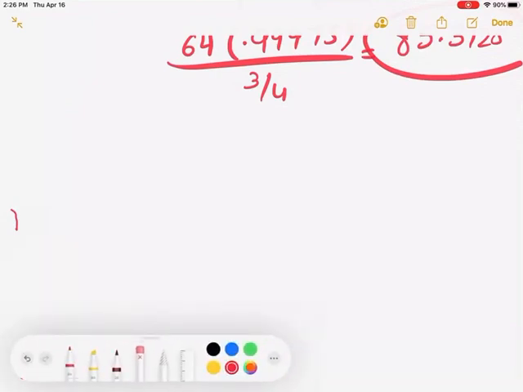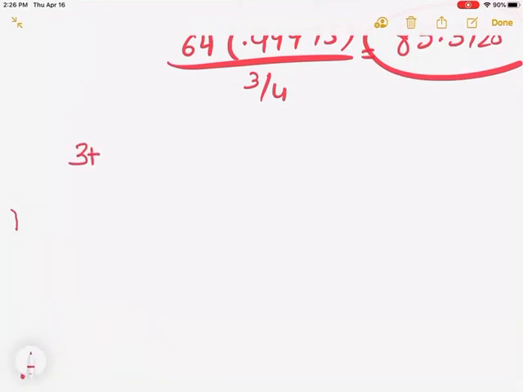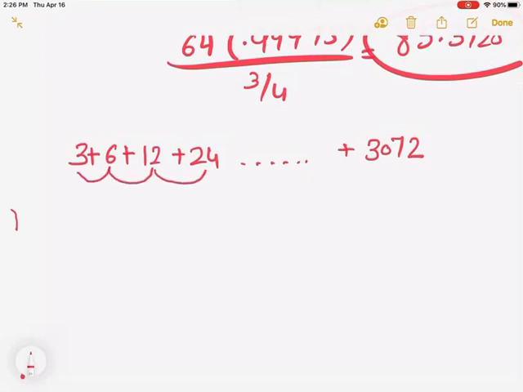And I have 3 plus 6 plus 12 plus 24 ... and plus 3072. This is what I have. Okay, first I need to check if it's geometric or not. So 3 times 2, 6. 6 times 2, 12. 12 times 2, 24. Yes, it's a geometric series.